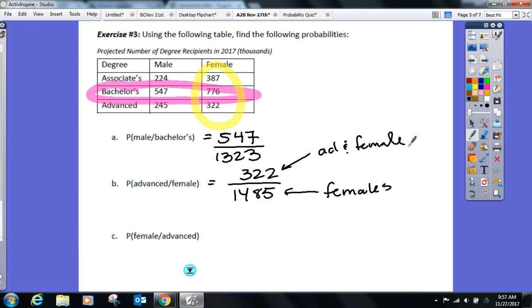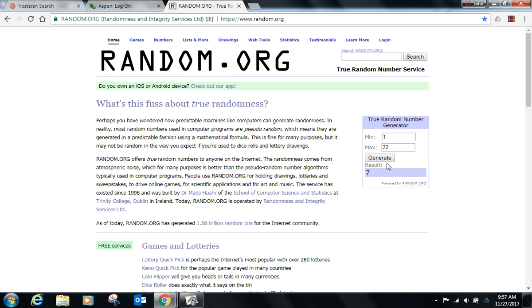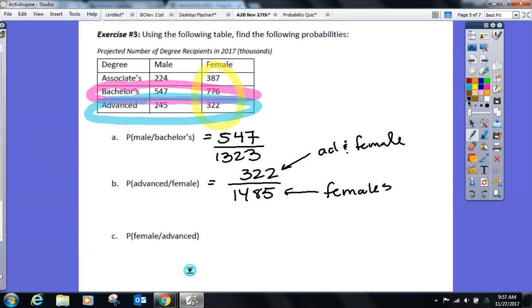Flip it on you now. Not the same probability, your probability you're female in advanced. Why? Because now we're looking at the advanced. So given you have an advanced degree, what's the probability you're female? What do you have for me here? Yep, female and advanced, 322. But now it's out of the number of advanced degrees. Yep, 567.